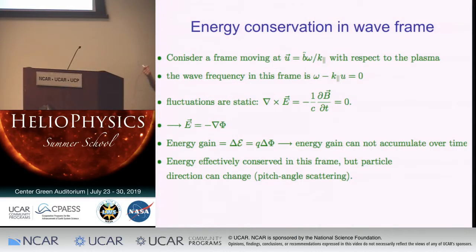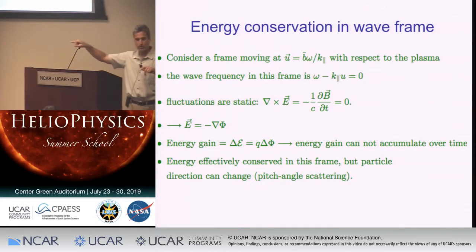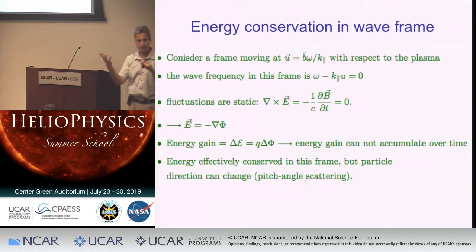Now, the only way you can gain energy from a potential electric field is by moving through changes in the electrostatic potential energy, q delta phi. But what is phi? It's going to be this small amplitude bounded function, right? If our waves are just fluctuations on a uniform background, our phi field is just going to be this small amplitude fluctuating function. The most a particle could ever gain energy from that potential is a tiny second order amount.